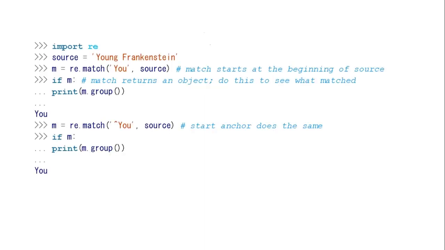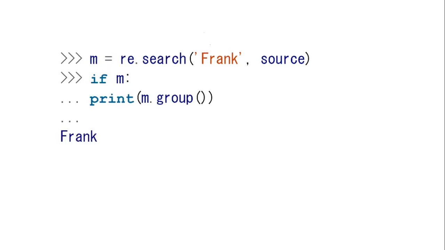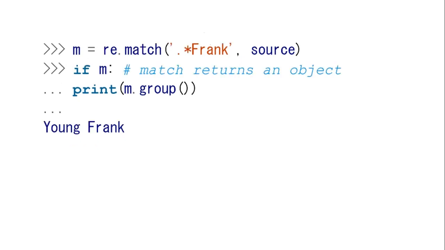Exact match with match. Does the string 'Young Frankenstein' begin with the word 'You'? Here's some code with comments. How about 'Frank'? This time match returns nothing and the if did not run the print statement. As I said earlier, match works only if the pattern is at the beginning of the source, but search works if the pattern is anywhere. Let's change the pattern.